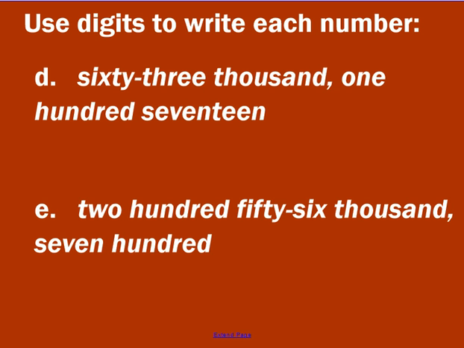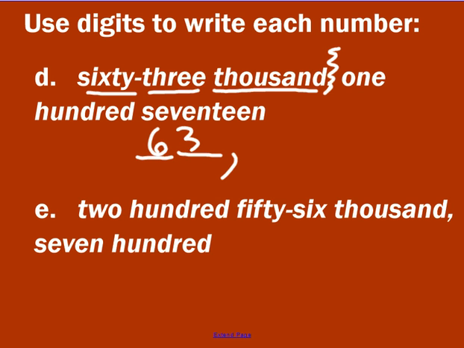Moving on to letters D and E, it says to use digits to write each number. 63,117. So up to the comma, how many digits do I have? I have 3. No, I have 2. 63,000, comma. Then I need to fill in with 3 digits. They could all be zeros, but they're not. 117.